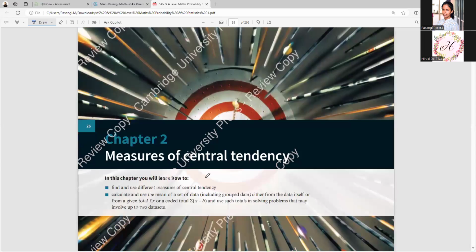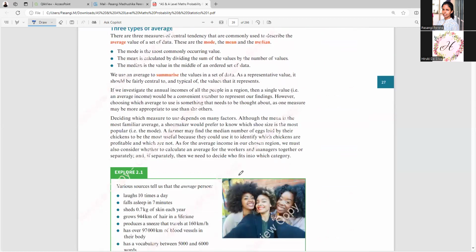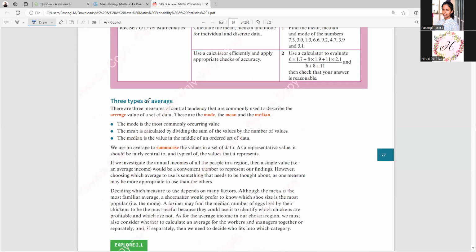Okay, so shall I start with chapter 2 then? Okay, teacher. So here in chapter 2, we have the measures of central tendency. Earlier we already discussed the stem and leaf things. From here, in chapter 2, we are talking about measures of central tendency. These are the few things we will be discussing here. First, we are going to talk about the central tendency measures.